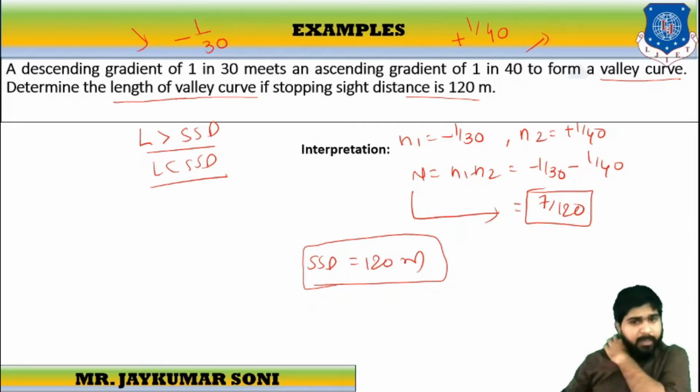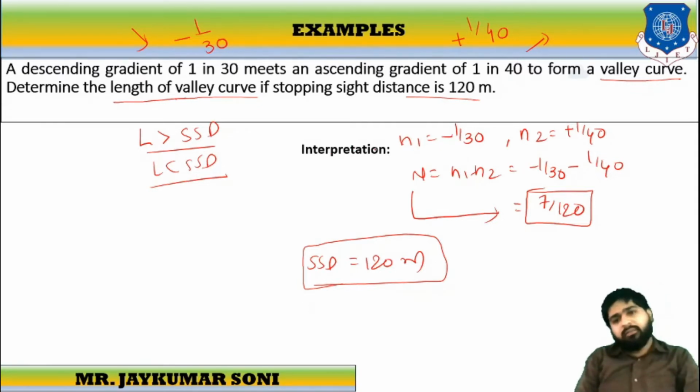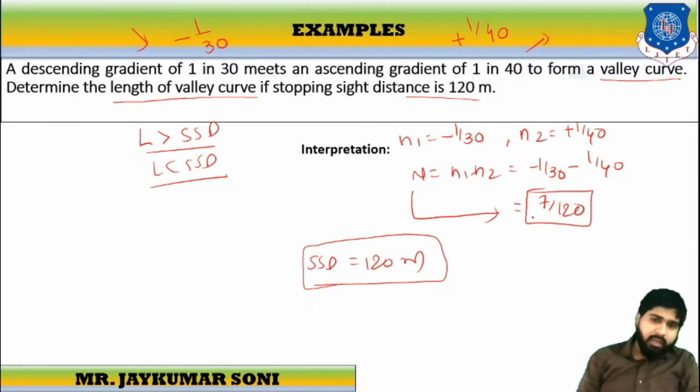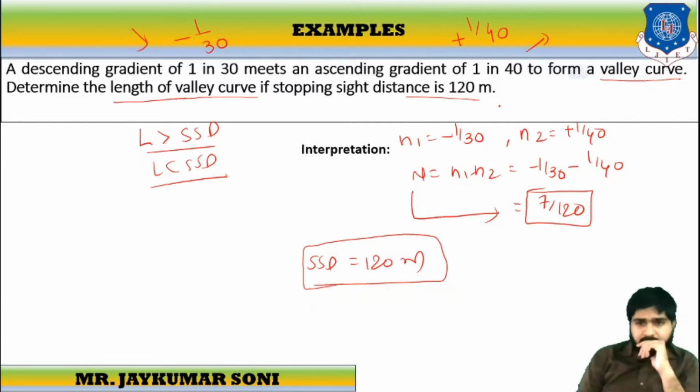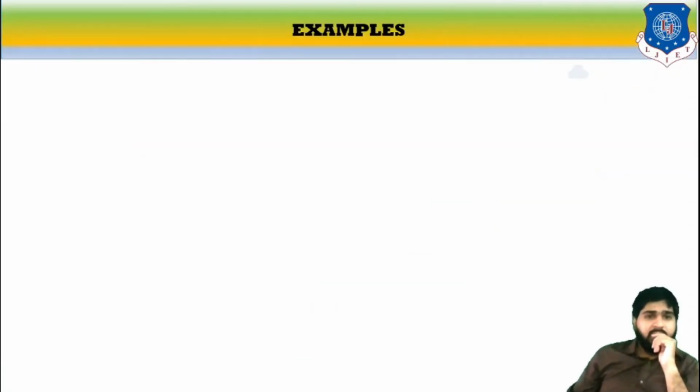So what we will do, we will keep in mind the values of capital N, that is minus 7 by 120, and the value of SSD as 120. As per the mathematical rule, the value of N will be minus 7 by 120. So let us calculate the values.